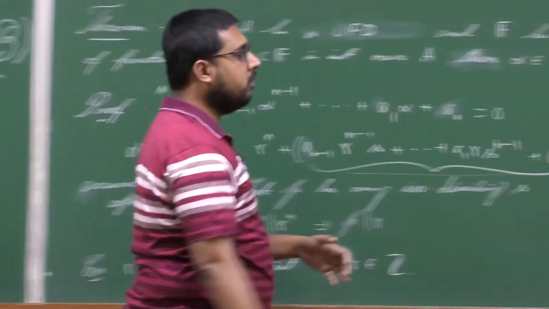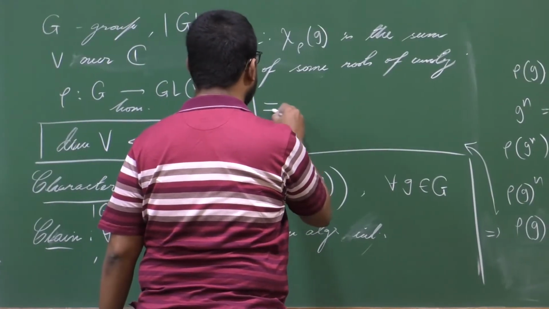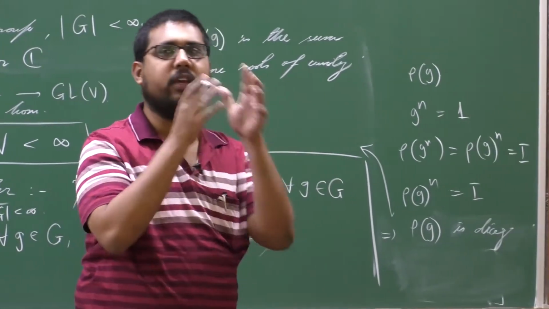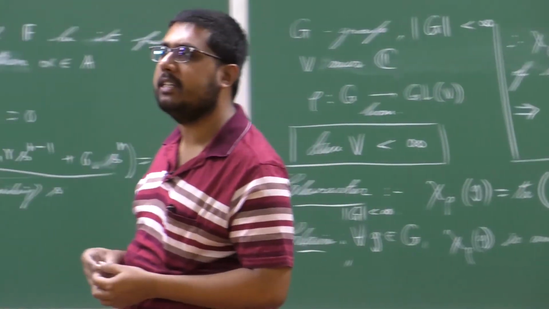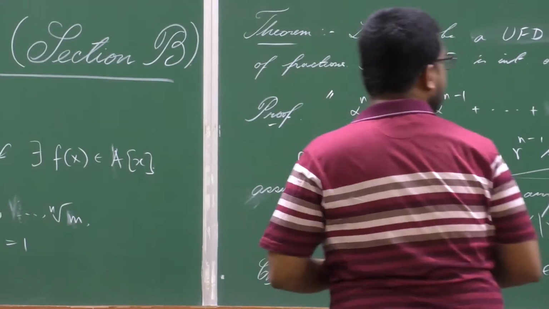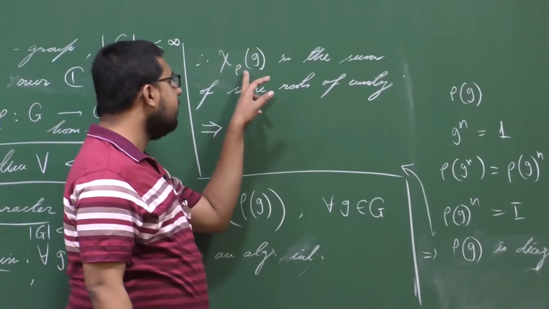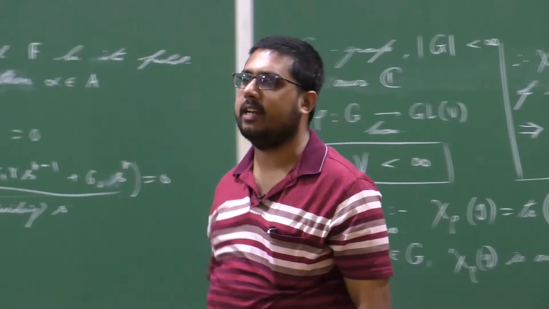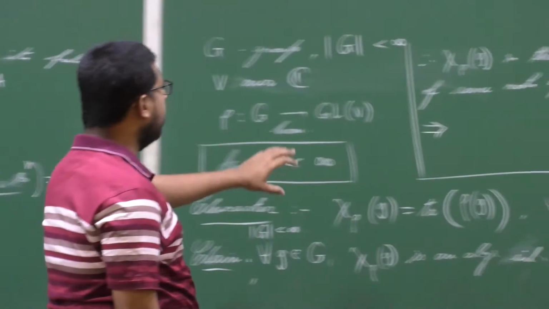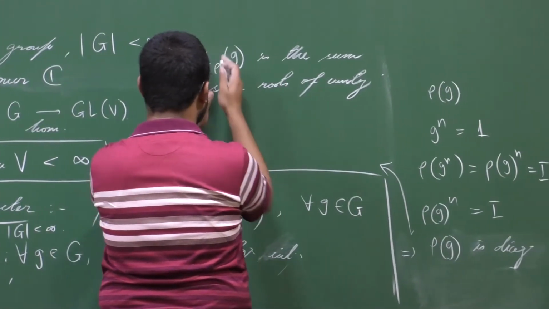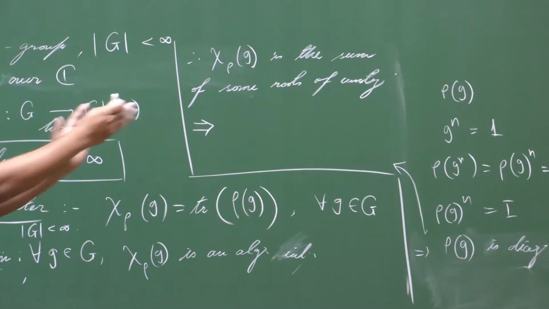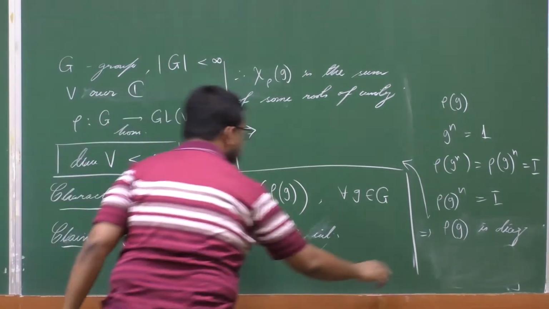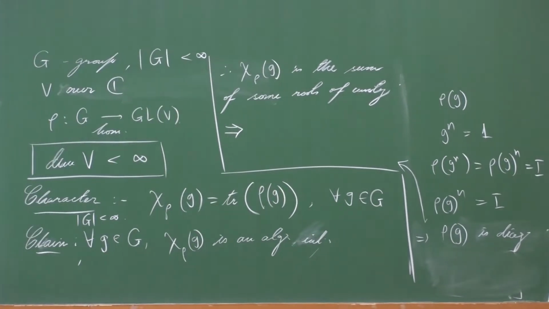So now from this it will follow that chi rho of g is going to be an algebraic integer, provided we can prove that the sum of two algebraic integers will be an algebraic integer. Because each summand that appears in the definition of chi rho g is an algebraic integer, from that it will follow that chi rho g is also an algebraic integer, provided I can prove that the sum of two algebraic integers is an algebraic integer. In fact, that holds in a greater generality.